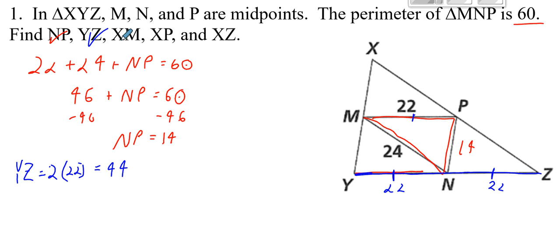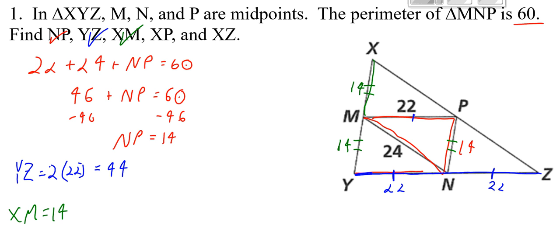XM is this length here. Again, M is the midpoint, so XM is congruent to MY, which is congruent to PN because it's half of the entire XY length. So if I know that this is 14, this is 14, then XM is equal to 14.